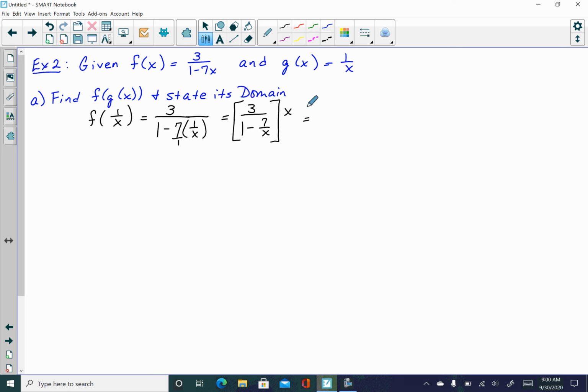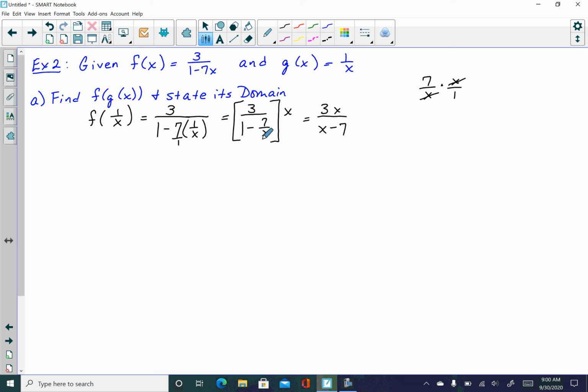So up top, 3 times x, 3x. On the bottom, x times 1, that's x. And then for this last term, I'll just come over here to the side. When I'm going to take 7 over x and multiply it times x, think of this as like x over 1, those x's are diagonal, so they cancel out, and that just leaves me with 7 divided by 1, or just 7.